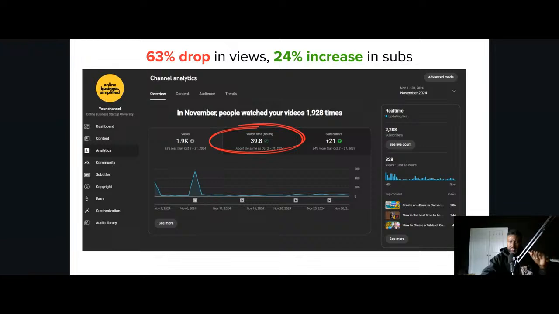This is around the same as October. But I was only hoping for like a 1% increase for the month, just something like an upward trend. I hadn't started running ads yet.